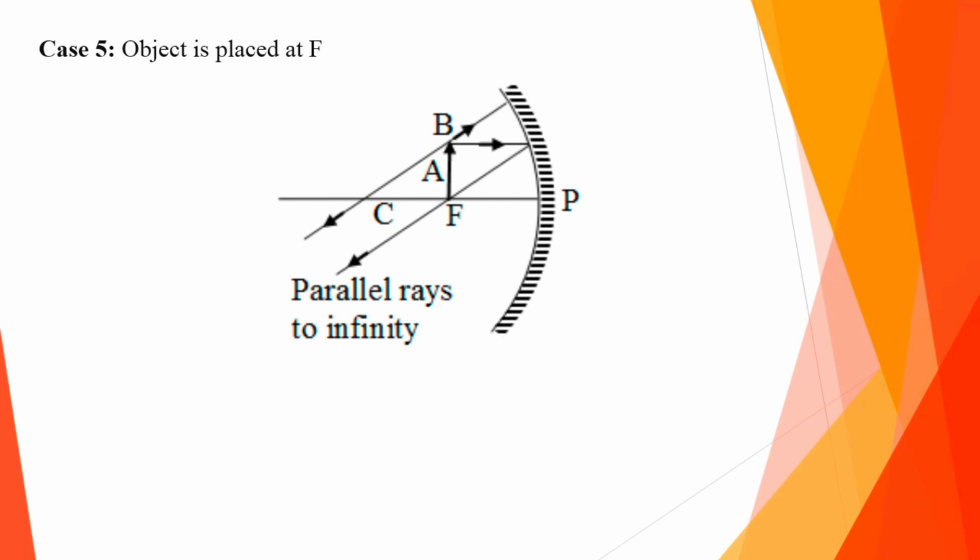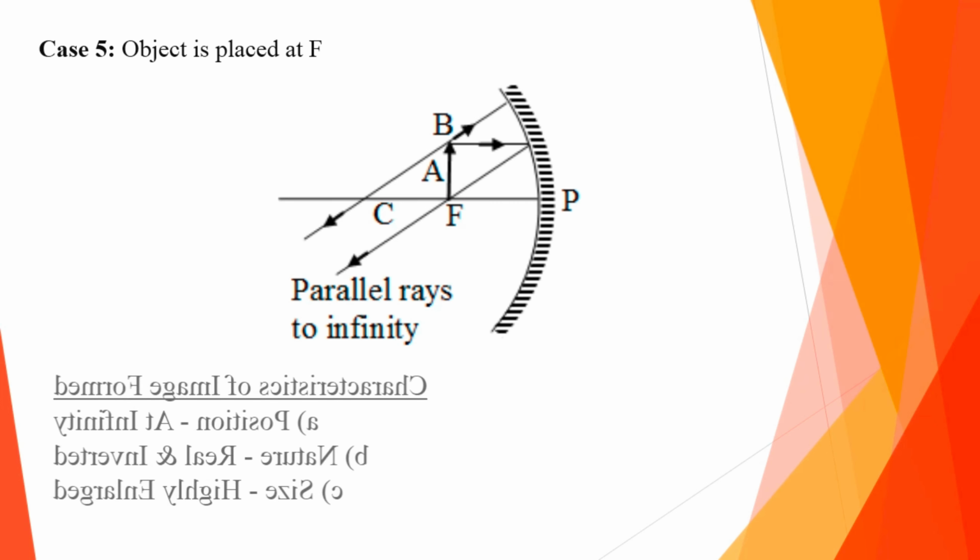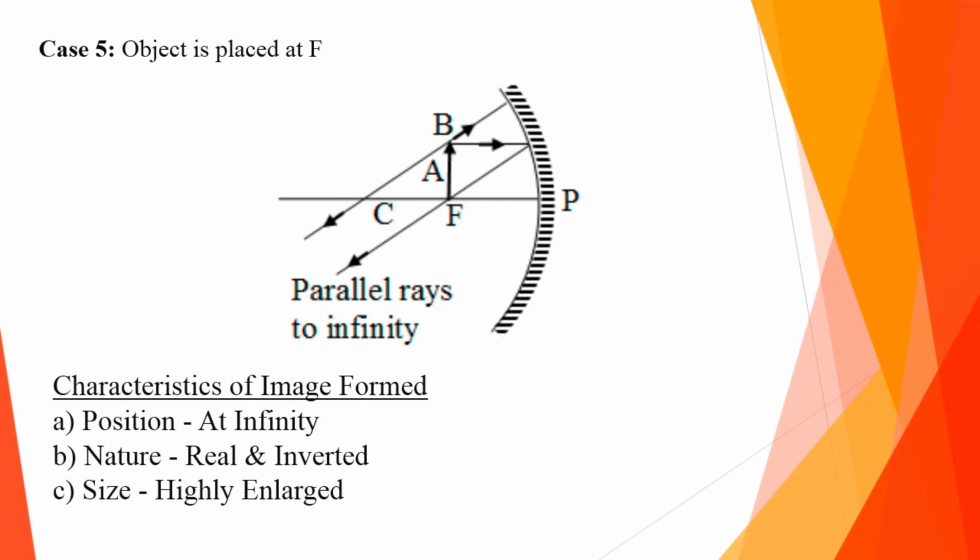So what happens? After reflection they will not meet, they will be parallel rays that go to infinity. So the reflected rays become parallel and don't meet. The image characteristics are: formed at infinity, real and inverted, and highly enlarged. So no clear image can be seen on the screen.